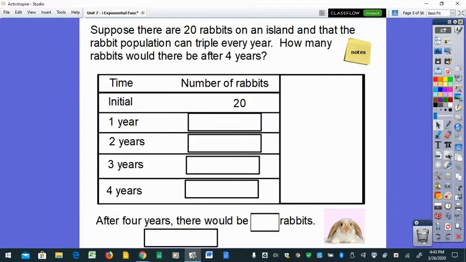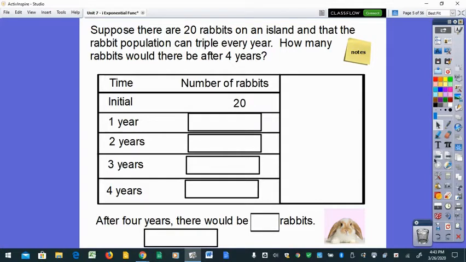So let's just look at a real world situation here, where we start off with 20 rabbits on an island, and then that rabbit population triples every year. How many rabbits would there be after 4 years?